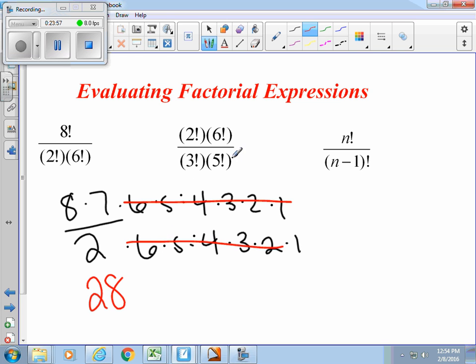What about this one? The 6 factorial, the 5 on down will cancel with the 5 factorial. Everyone agree? 2 factorial is just 2 times 1. 3 factorial is 3 times 2. So the 3 times 2 will cancel. And I just get 2. What about n factorial over n minus 1 factorial? N.